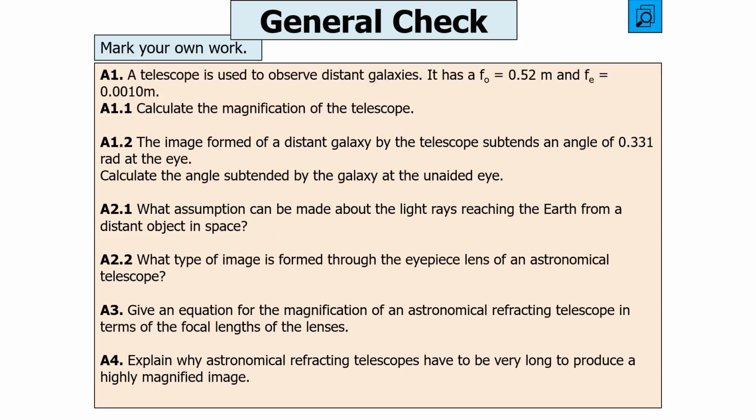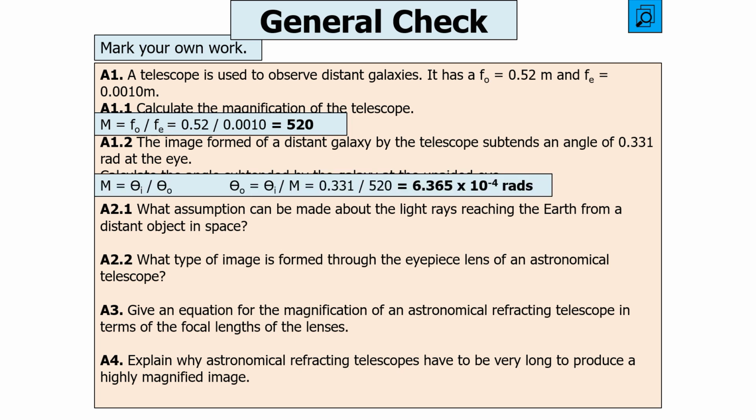So in this first question, how do we work out the answer? Well, the magnification, as we talked about before, is going to be FO over FE. So you're keeping the same units to get the ratio out to be 520, the magnification. Now again, our other way to work out angular magnification is the angle subtended by the image divided by the angle subtended by the object. Rearrange it to get the angle subtended by the object. Pop in all the values through. Remember, the magnification of the telescope will be constant in this instance if the lengths don't change. So therefore, it's 6.365 times 10 to the minus 4 radians.